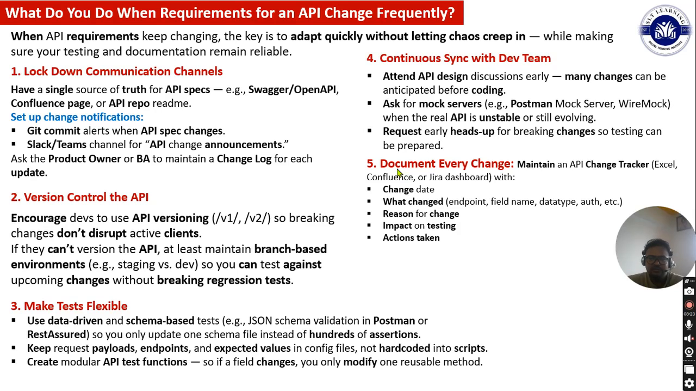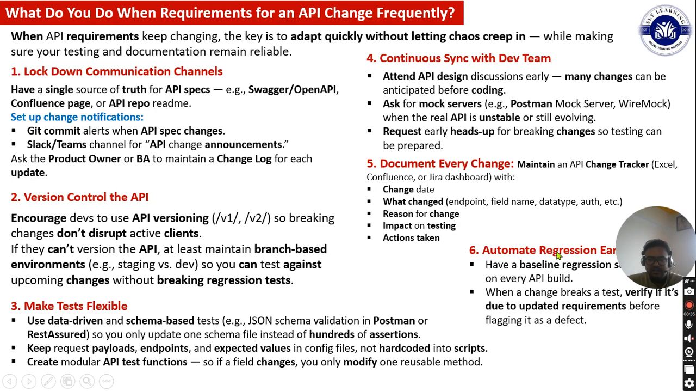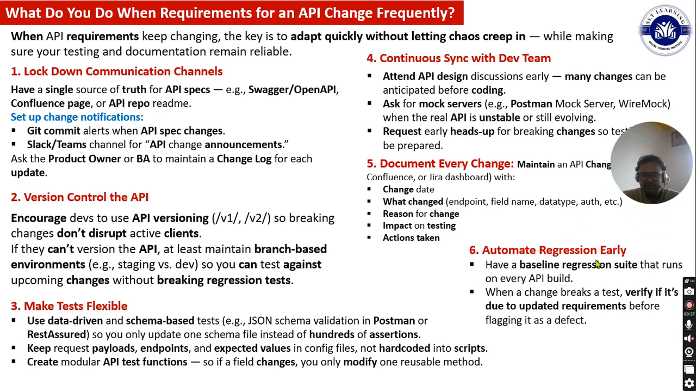And most of the time senior QAs have these things with them, so they can see for the UI side, for the API side, what kind of changes, major changes I would say, they will maintain that way in Excel or in the Jira dashboard itself. Okay, then automate the regression early. That means have a baseline regression suite that runs on every API, some basic calls like post call, get call. Do not do variations on the payload. The basic calls you should always keep ready on your automation side.